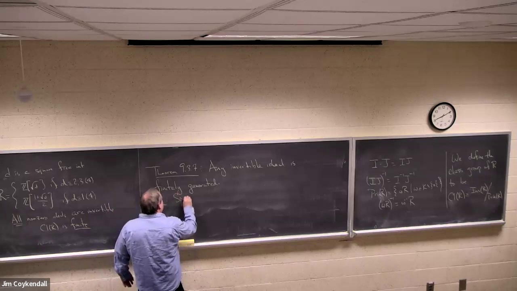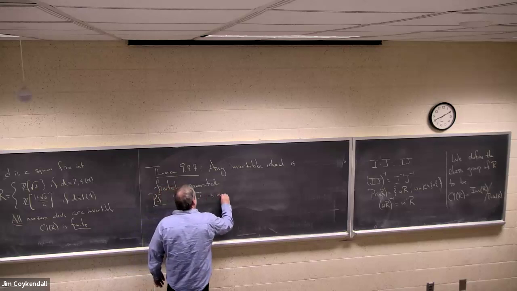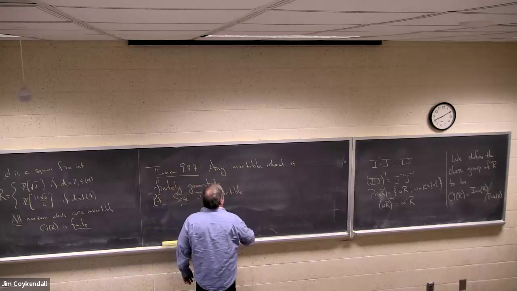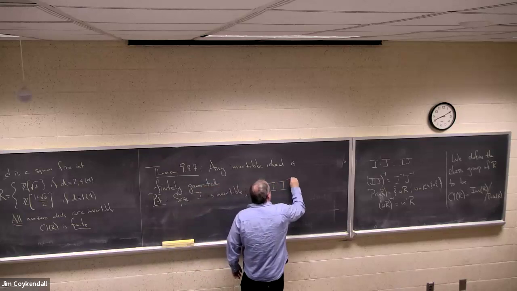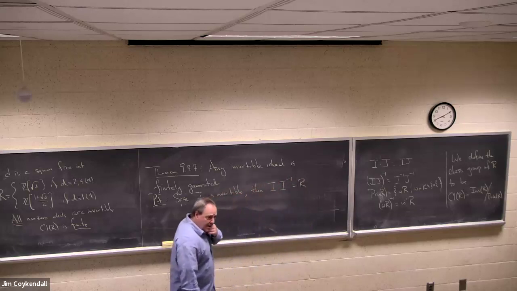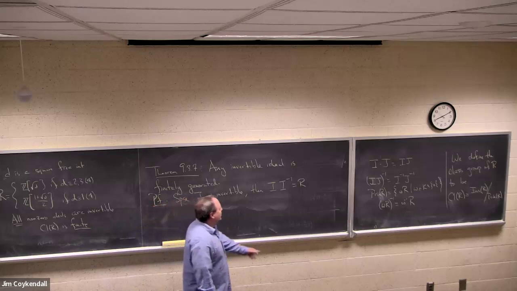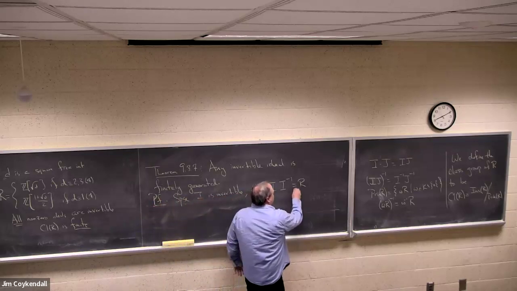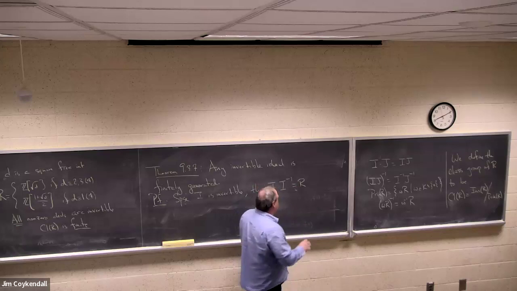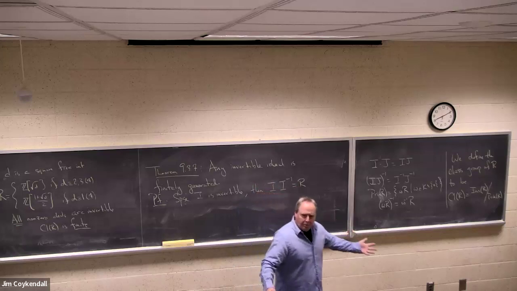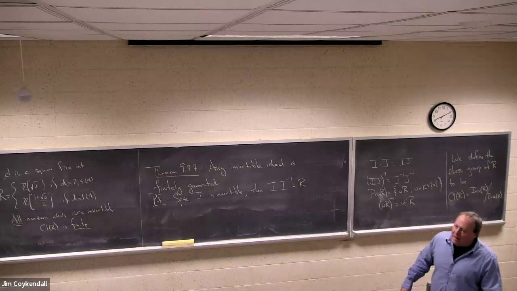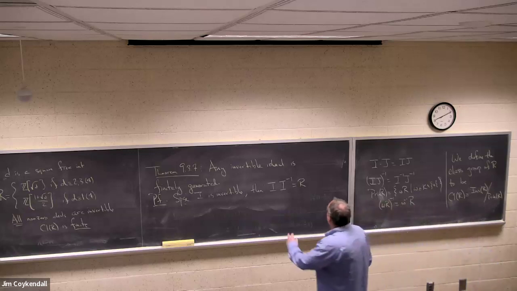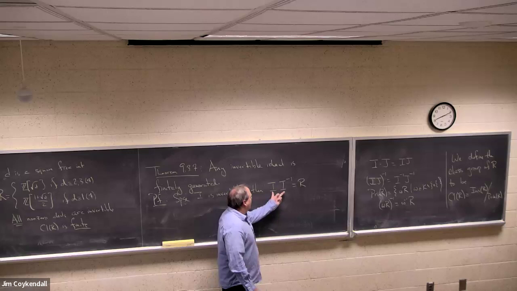Suppose I is invertible. Then I times I inverse is equal to R, right? Okay, so what does this mean? Notice that I inverse is always contained inside R by the construction of it. So I inverse is an ideal that's contained in R. It could be the whole thing.